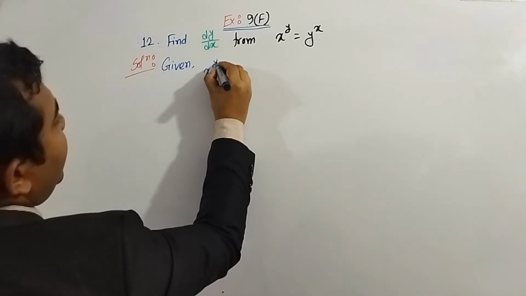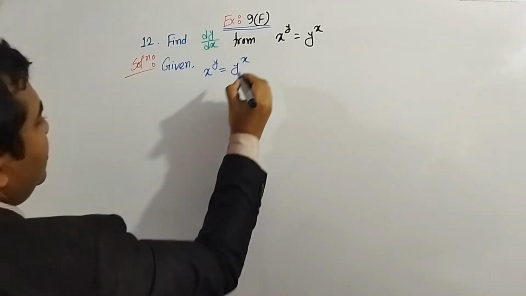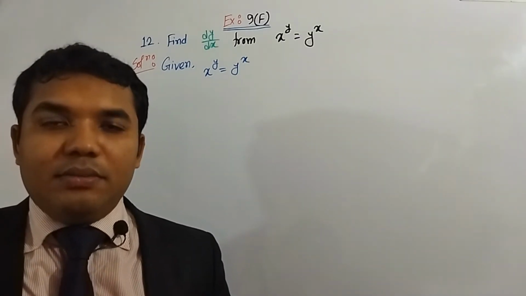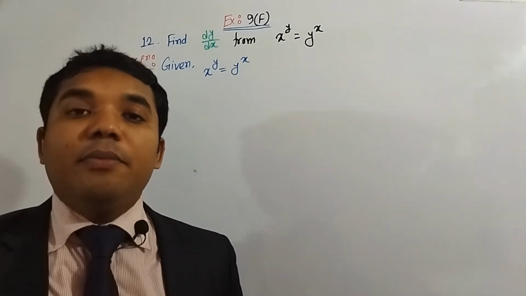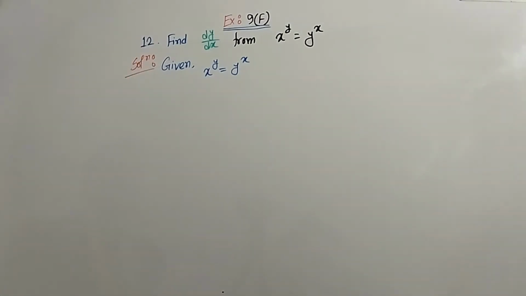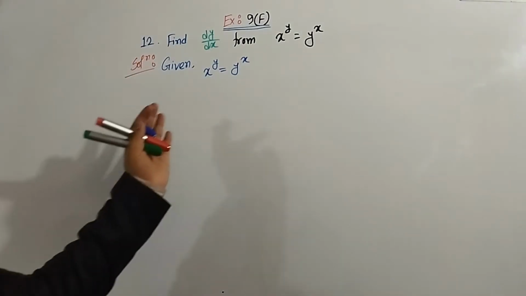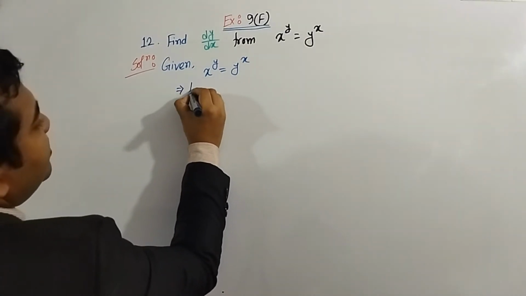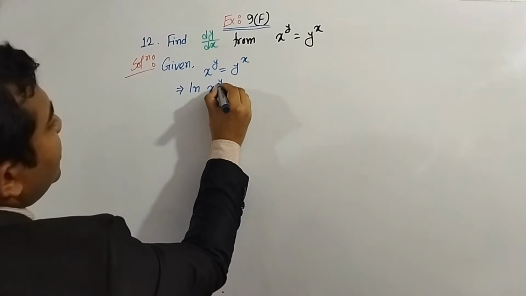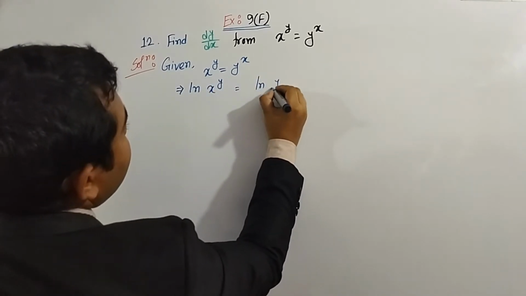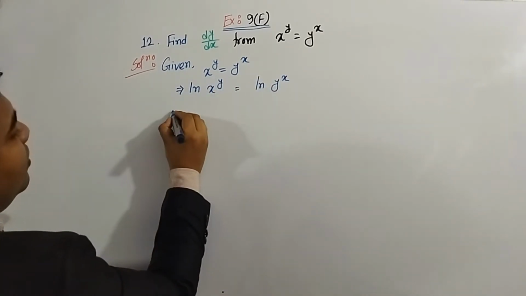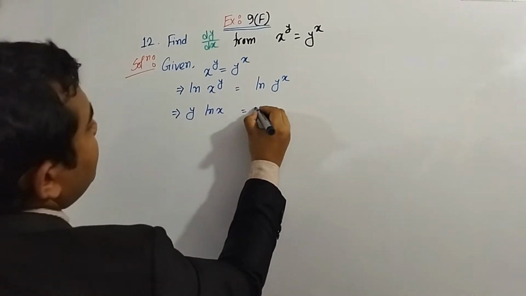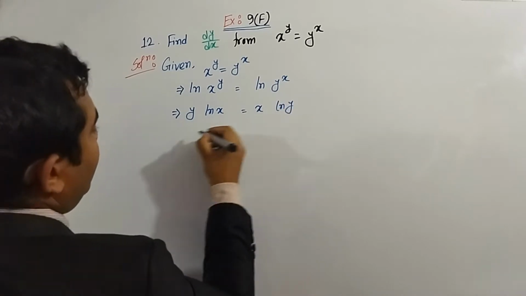x to the power y equals y to the power x. If we have these types of exponential equations, my dear students, we always think about taking ln on both sides. That means we take ln for both sides. Okay, what can we write? y ln x equals x ln y.